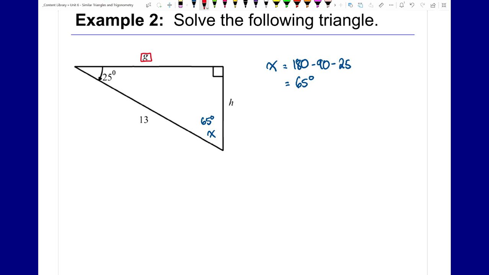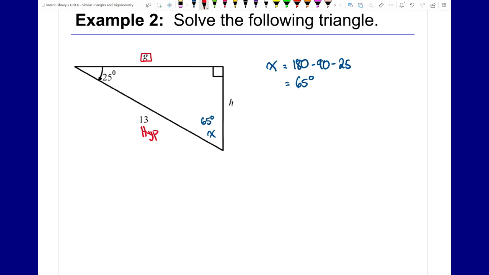So in order to solve for that side length, I need to use a trig ratio. Now I do have two angles that I can use as a reference, right? Because I need to label my sides. I know for sure that this is the hypotenuse because it is across from the 90-degree angle, but the opposite and the adjacent are going to be based off of my reference angle. So it's just a matter of whether I'm using the 25 or the 65.